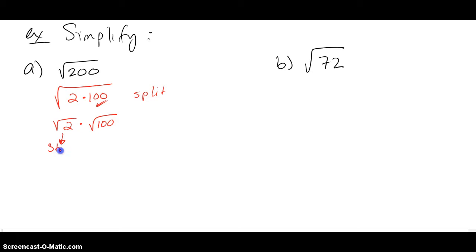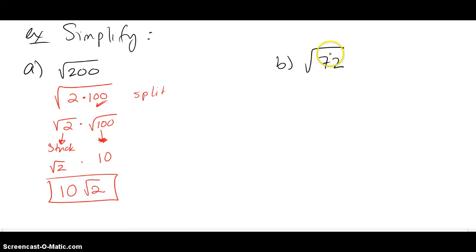This one is stuck because it's not a perfect square. This one pops out a 10 because square root of 100 is 10. And since these are a product, normally you put the one that popped out first and then the radical after it.